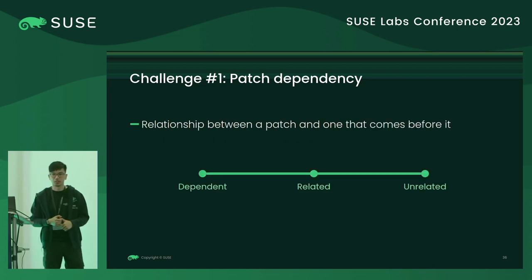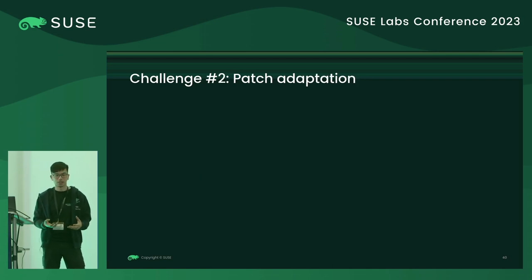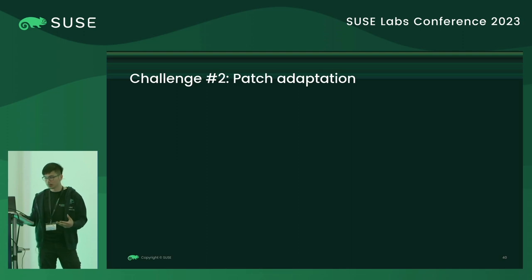So back to the relationship with the other patches. We talked about the dependent patches so far. On the other end of the spectrum are the unrelated patches. For me, I don't need to care, and they're fine. Whether I have them or not, I shouldn't backport them, actually. And I don't really care too much about them. But in the middle, this is kind of the murky part. Strictly speaking, my patch might not need it, but without it, it'll affect me during backporting. And that is where the second challenge comes in: you need to do some patch adaptation.